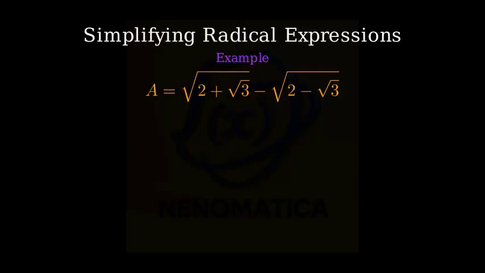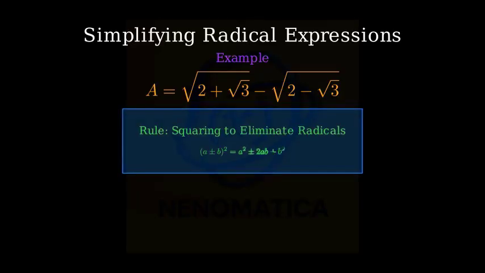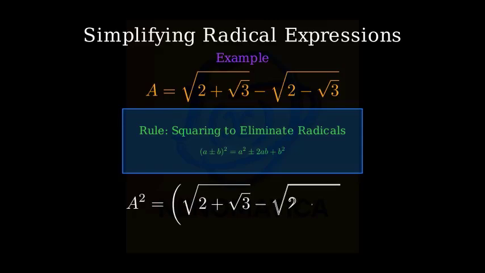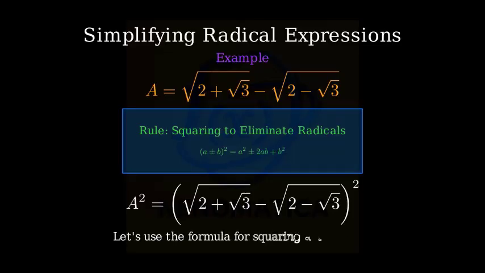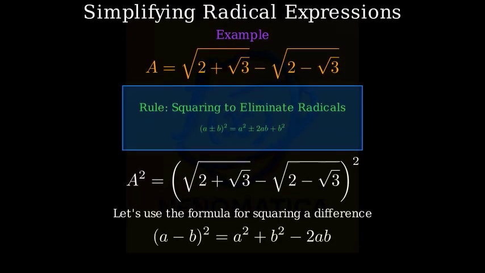To solve this problem, we'll use a strategy of squaring both sides to eliminate the radicals. First, let's calculate a². We'll square both sides of our equation to eliminate some of the radicals. This gives us a² = (√(2 + √3) − √(2 − √3))². Remember that we can expand the square of a difference using the formula (a − b)² = a² + b² − 2ab.